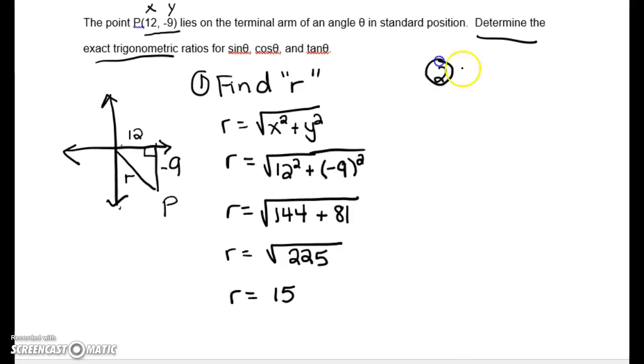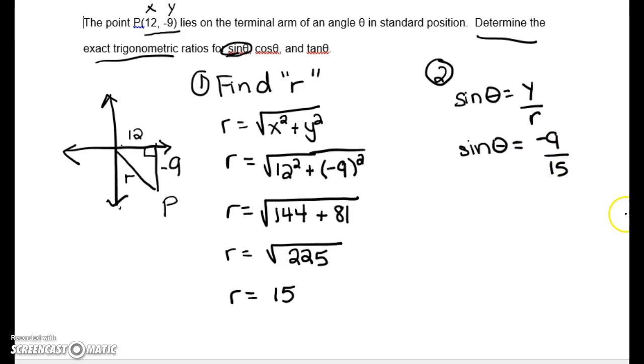So step number 2 is, we can first find our first ratio, which is sine of theta. Now using our little trick, we know that sine of theta is equal to your y value divided by r. We know our y value is -9. We know that r is equal to 15. So plug in what you know. So sine of theta is equal to -9 over 15.